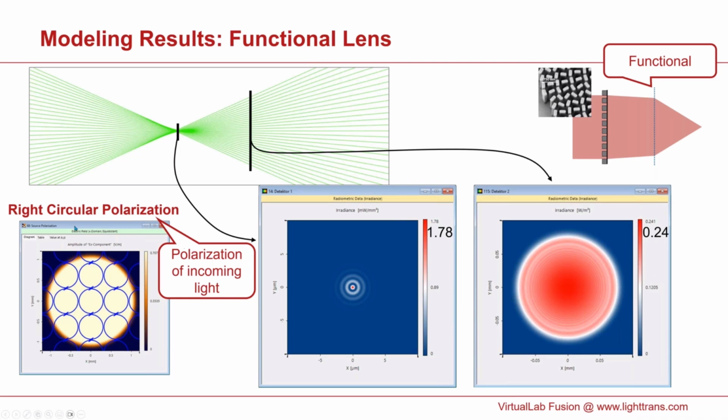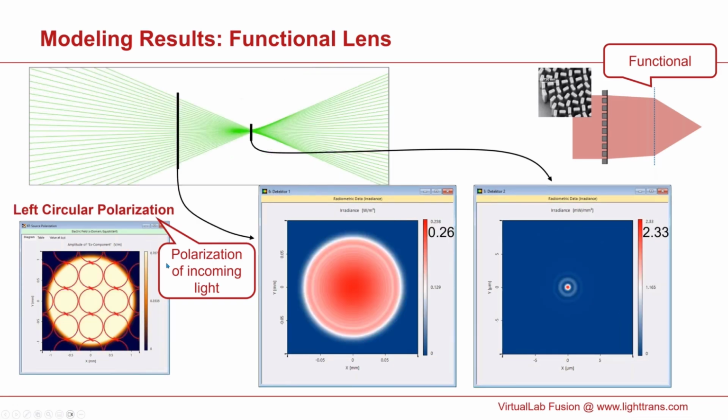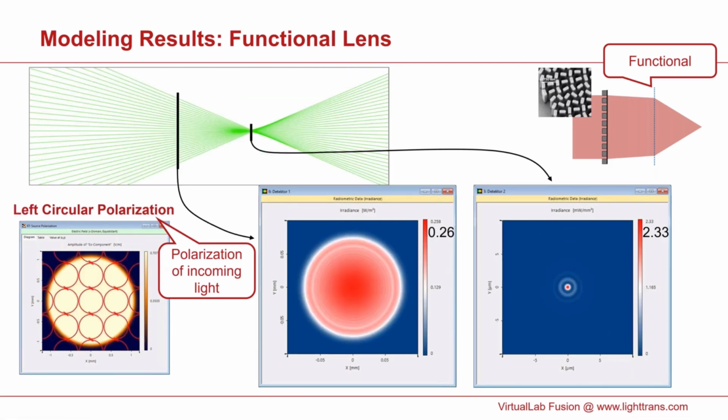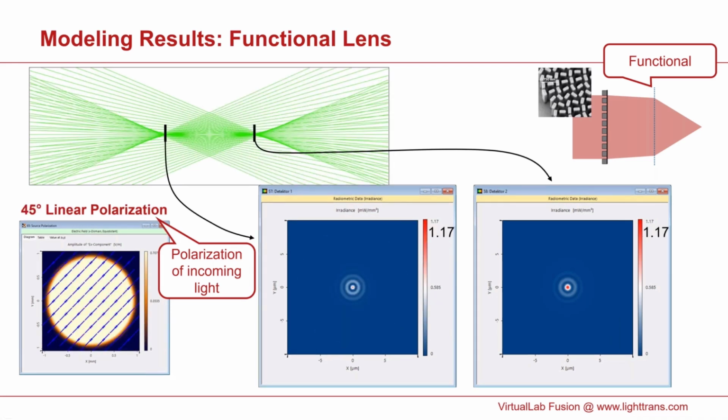And now we change the right circular polarization to left circular polarized light. And you see how nicely the focus is switching by this. That's expected from the design of the metalens. Switching to linear polarized light also works, no problem. And you see that then both foci are switched on.